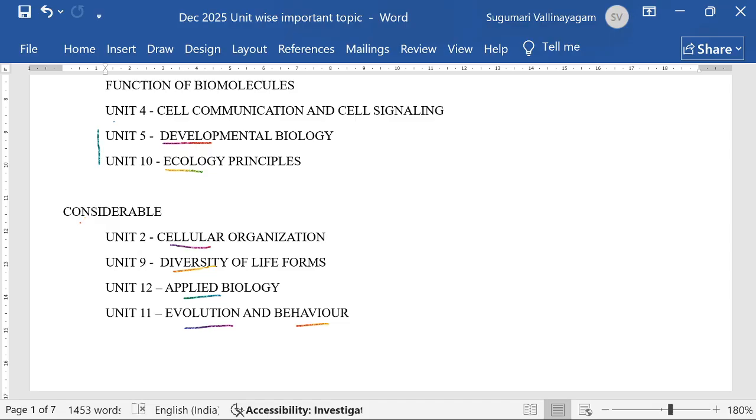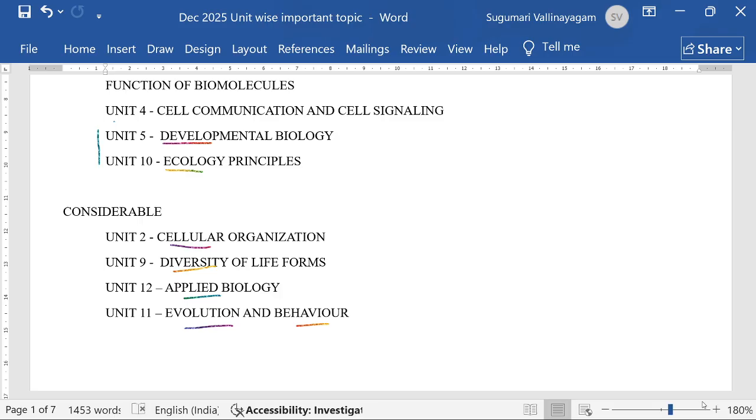You should study all 13 units, but you just categorize them based on priority. Give priority to the first 5, next priority to the 4 after that, and then the least priority to the last 4 units: cell organization and organs, diversity, applied biology, and evolutionary behaviors.